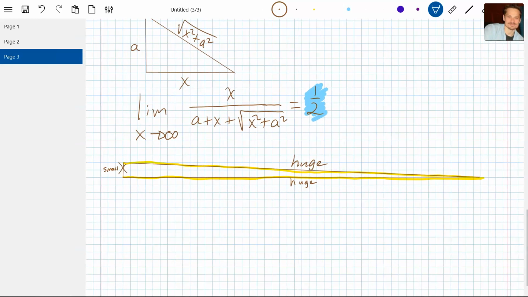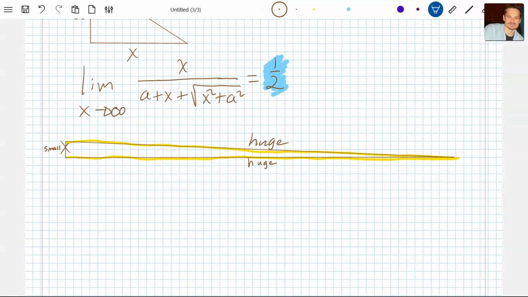So if I do that, take a look. I'm going to proceed as follows. First of all, because x is a huge number in the limit, a and a squared become basically irrelevant. They're super tiny compared to x. So for example, if x is a billion, trillion, million, then even if a is a million, it's essentially irrelevant. So for that limit, I'm going to say the following, that this is the same as the limit as x approaches infinity of x divided by x plus the square root of x squared. I'm just dropping the a's because they're irrelevant when x is a huge number compared to x.